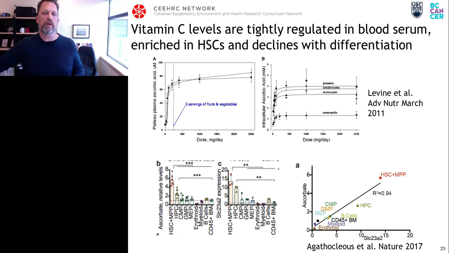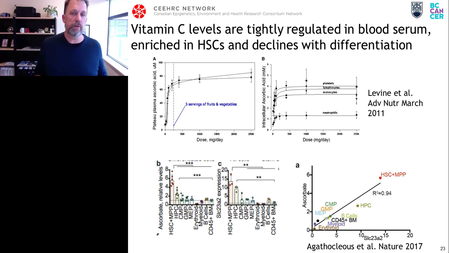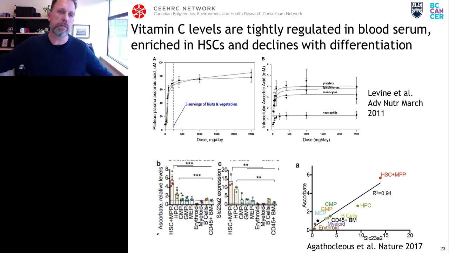So what do we know about vitamin C in terms of its activity or its distribution in the body? Well, of course, it's been studied for many years and has been measured in blood serum. Looking at the top left-hand side, this is a panel showing ascorbic acid in the blood. And what we know is that ascorbic acid, or vitamin C's, levels in the plasma are tightly regulated.